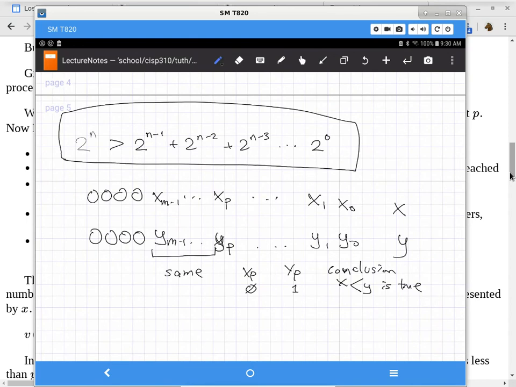Because if yp is a 1, I can use a different color. I can undo that later. I'll use green here. So if yp is a 1 and xp is a 0, this is the scenario that we are considering at this point.